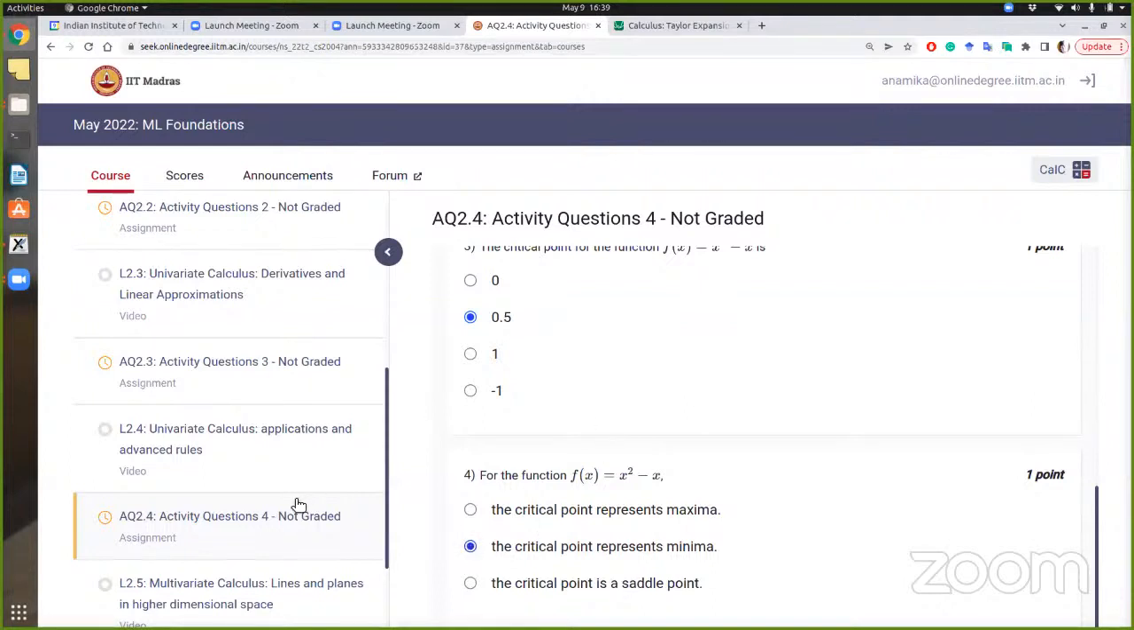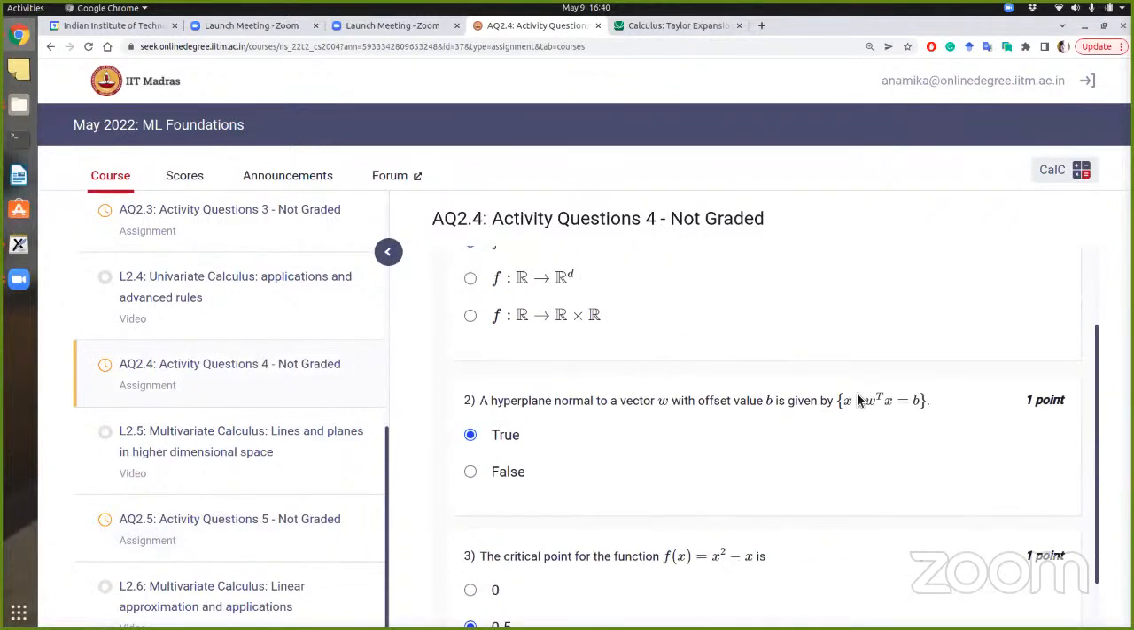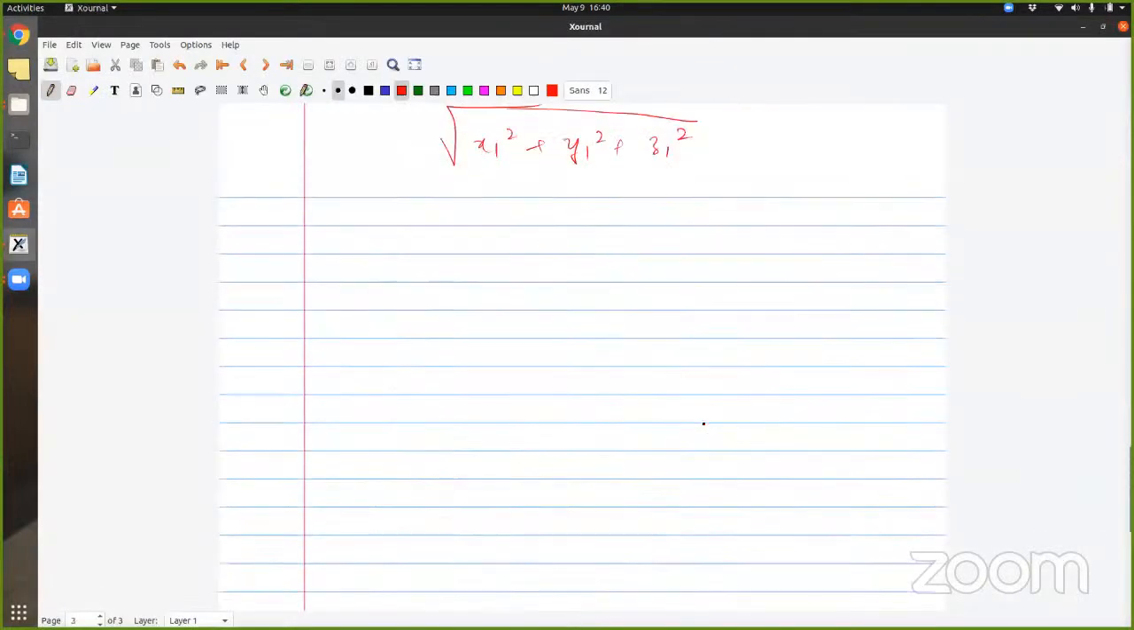Ma'am, I have a little doubt in the second question. Can you please explain? Yeah, what is the doubt? Can you please explain the term hyperplane? How is it different from a normal plane?